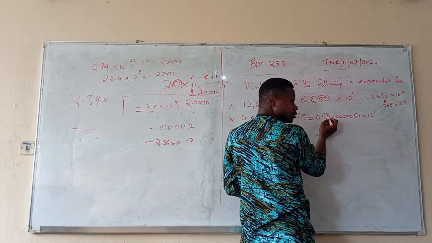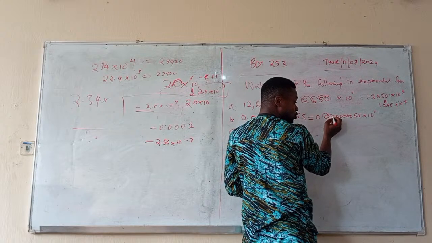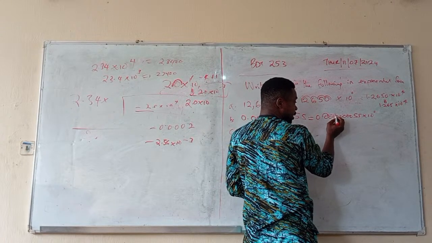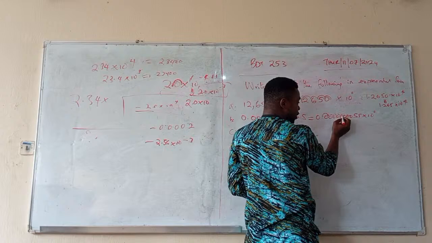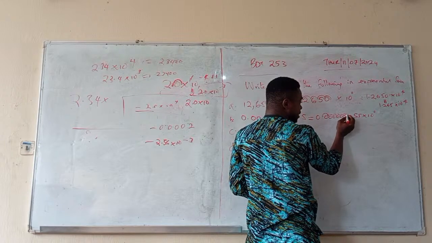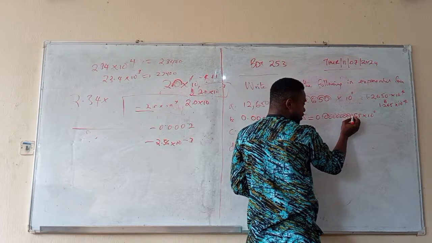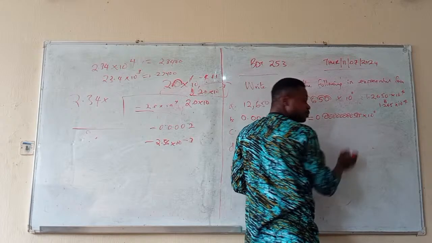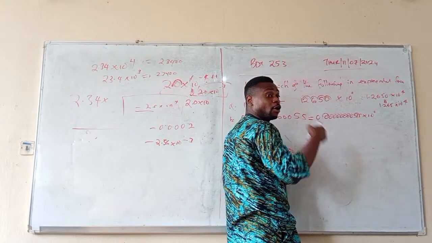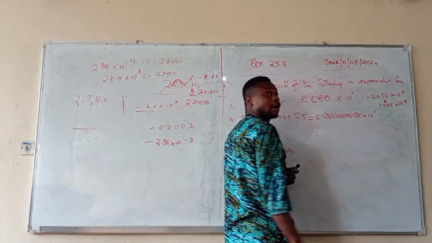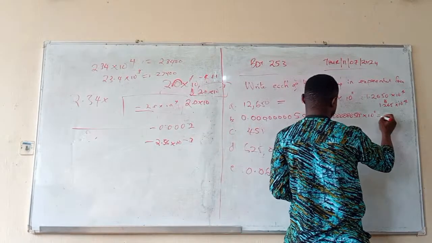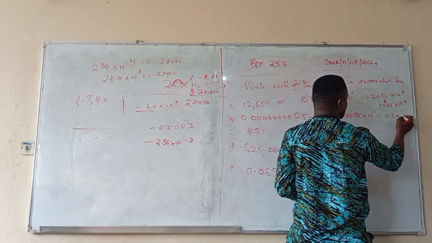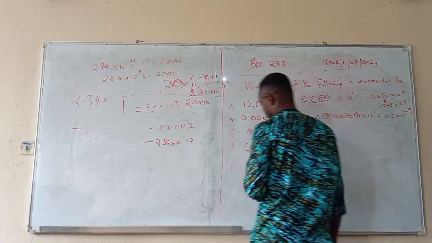Minus 1, minus 2, minus 3, minus 4, minus 5, minus 6, minus 7, minus 8, minus 9. Stop here. That minus 9 added to this 0 becomes minus 9, right? So the answer is 5.5 times 3 to the power minus 9.